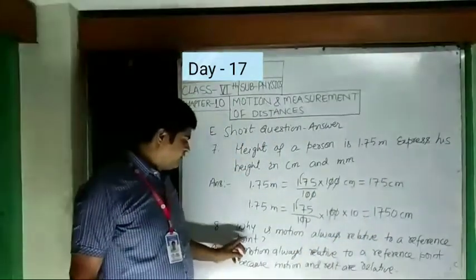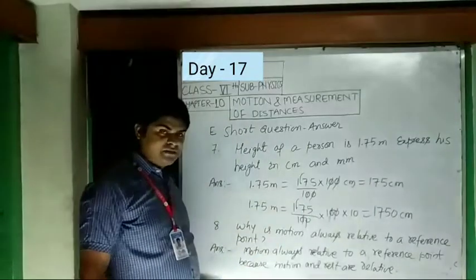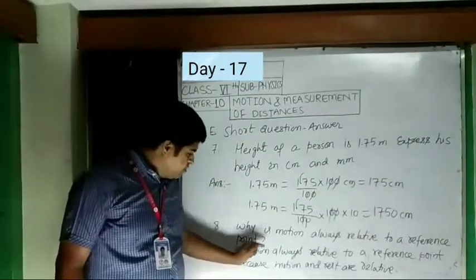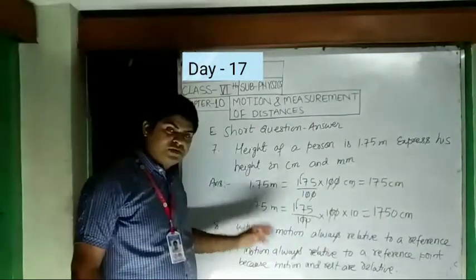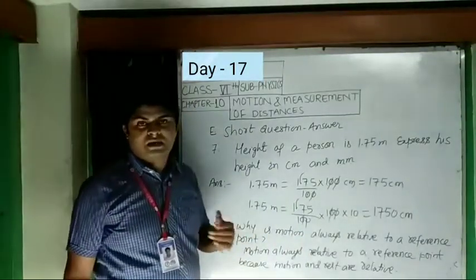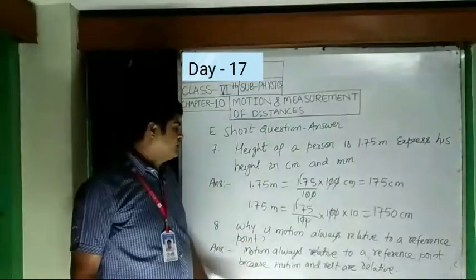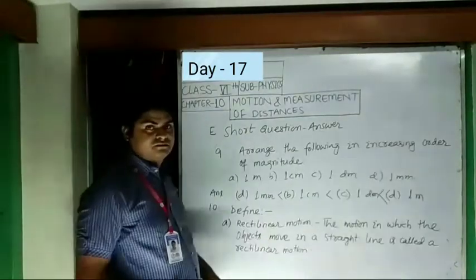Now question number 8. Why is motion always relative to a reference point? Motion is always relative to a reference point because motion and rest are relative to each other. Now let us see question number 9.